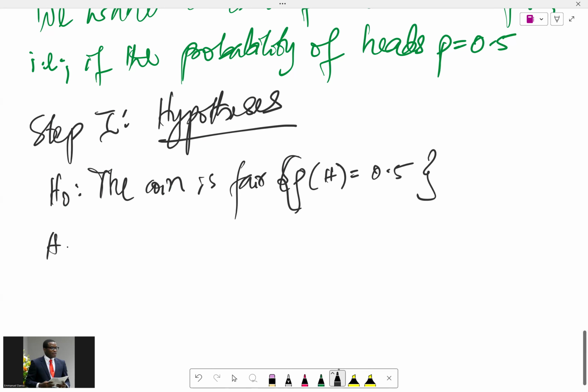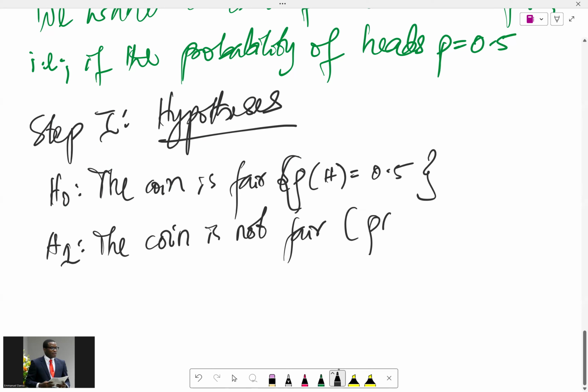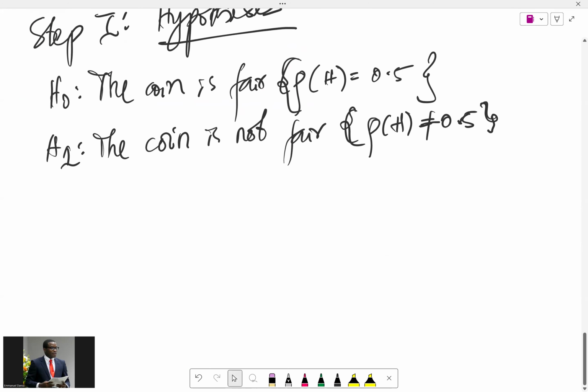The alternative of that is the opposite. The coin is not fair, meaning that the probability of getting a head is not equal to 0.5. Okay, so the coin is not fair. So once the hypothesis is done like that, let's get a test statistic.